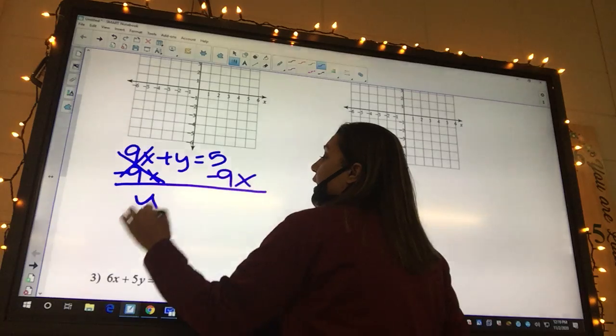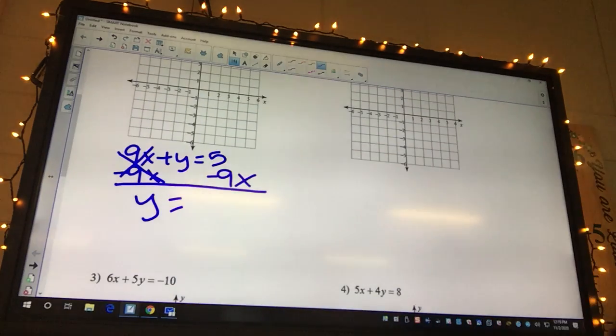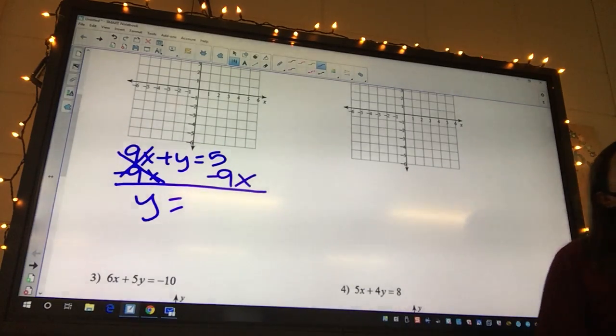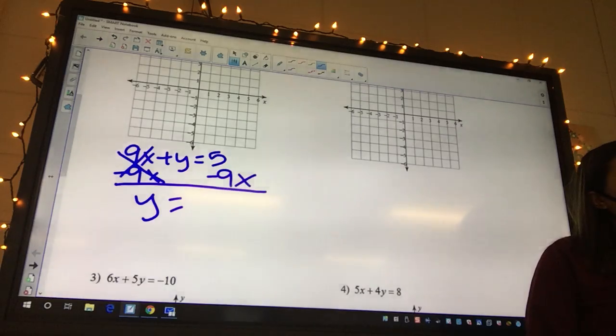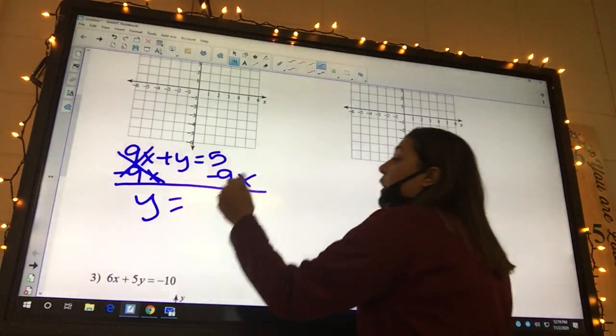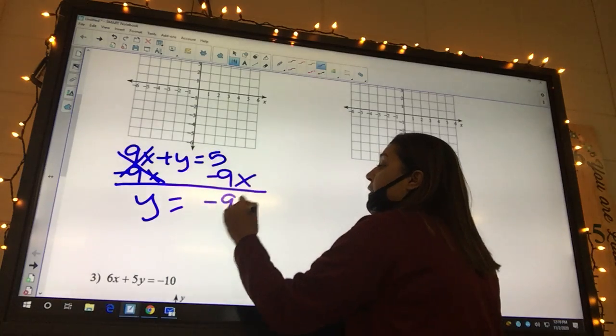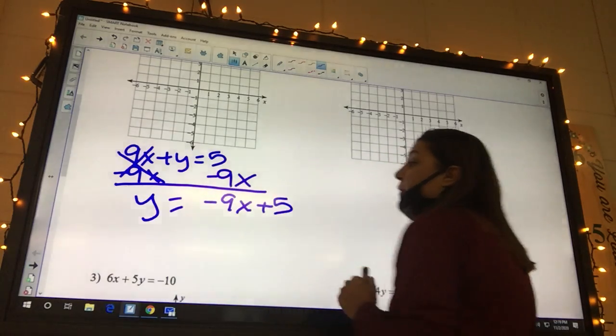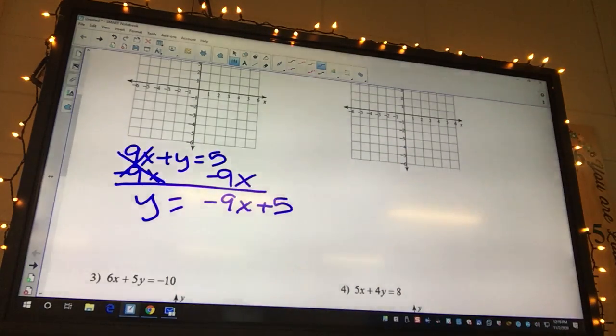So we got y equals, can I put that 5 and that 9 together? No. Why not? Because the 9 has an x. Okay, and then we need to look at our slope-intercept form. What comes first? The number with the x. So this one, we can write first, negative 9x plus 5. Okay, and now we're ready to graph it.